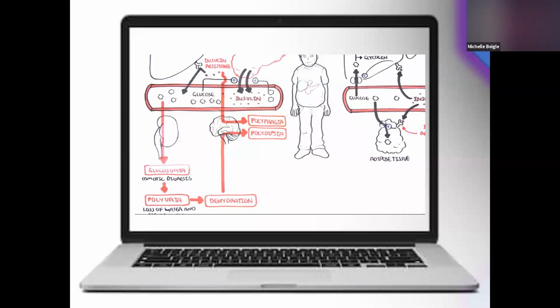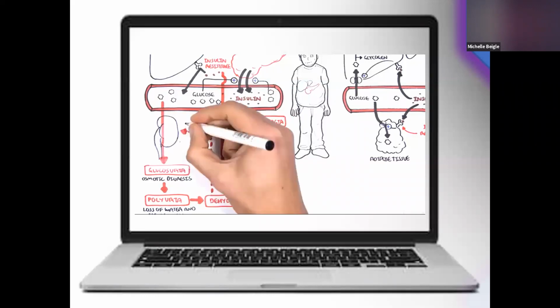Prolonged dehydration in serious cases can lead to renal failure because of the decrease of blood flow going to the kidneys.